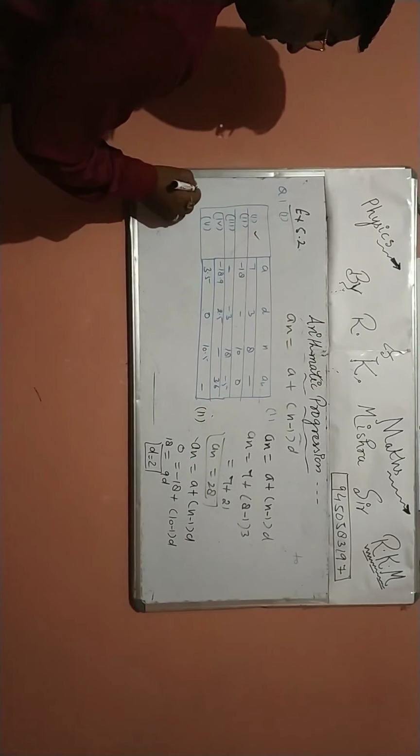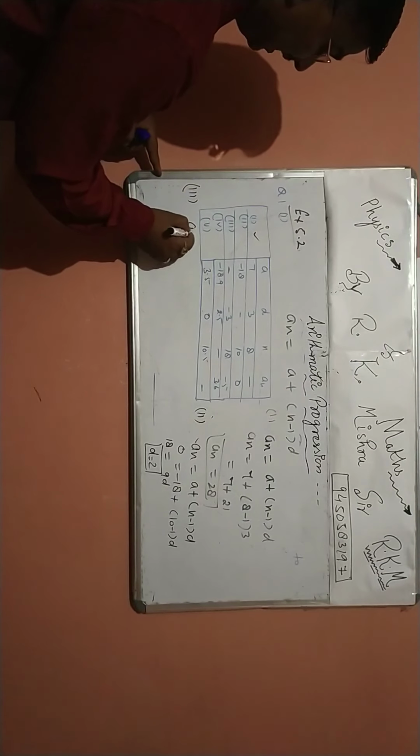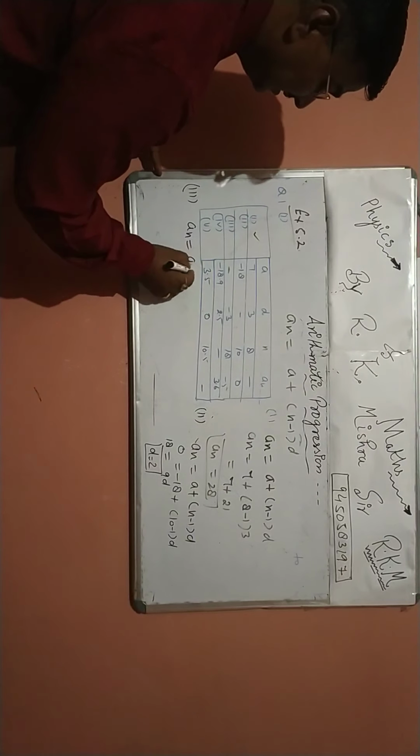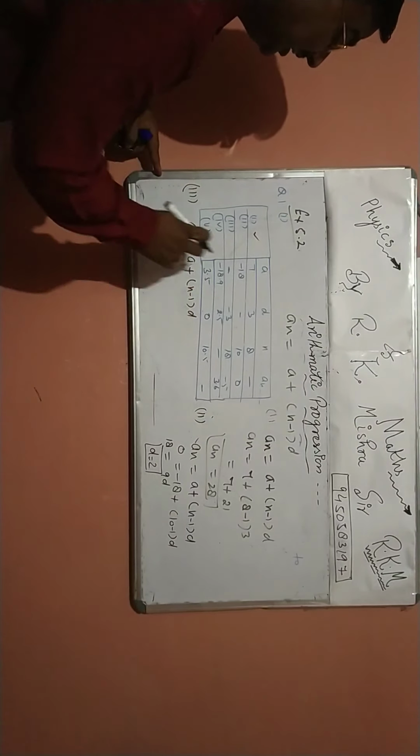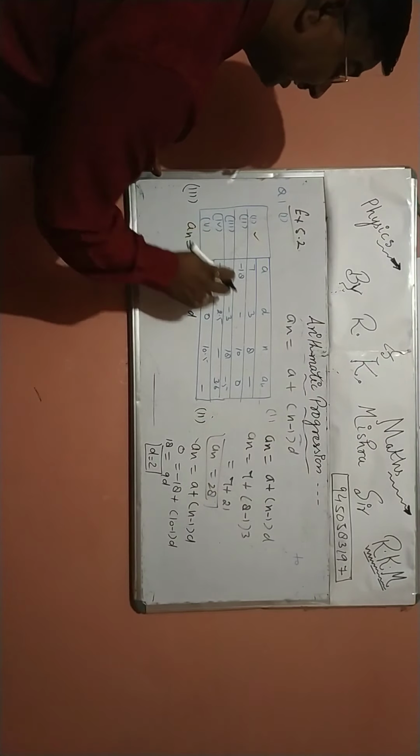Second one done. Now look here, third one. an is equal to A plus n minus 1 into D, and in the third one an is minus 5. A is not given. n is given, 18 minus 1, D is minus 3. So you can find minus 5 is equal to A minus 51. So A is equal to minus 5 plus 51. This implies A is equal to 46.